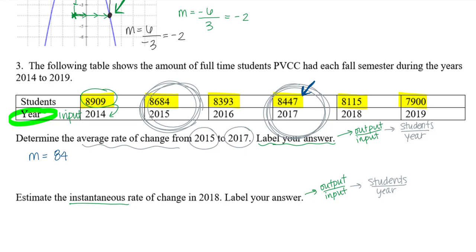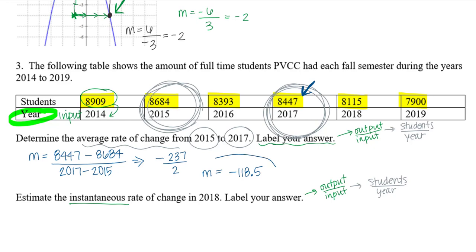So it'd be 8,447 minus 8,684 over 2017 minus 2015, which I know to be a 2-year difference. But if I use my calculator to do that subtraction, which is fine, I do get negative 237 over 2, or my slope being negative 118.5. Now, before you get too carried away and just move on to the next question, let's think about whether or not this makes sense.